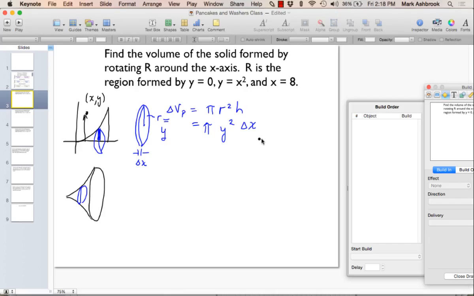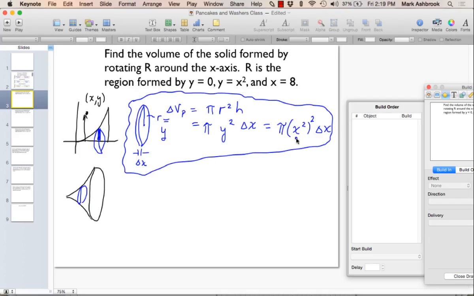Okay, but then we have delta x, so we have to rewrite that in terms of x. So we do pi times, what is y? Yeah, so y is defined by this curve, and y equals x squared, so it's going to be pi x squared squared delta x, and we're done with our typical pancake. The volume of the typical pancake is pi x squared squared delta x. So we're ready for the volume of the kiss.